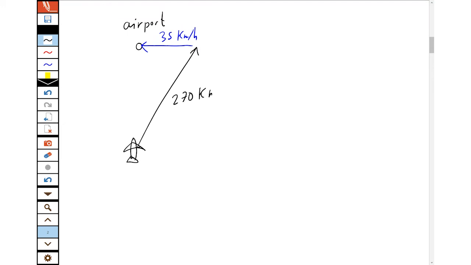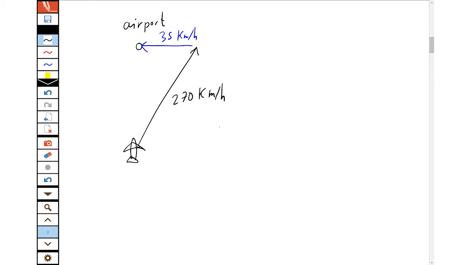Let's say we have a plane that wants to go due north to an airport. So we've got our plane, we know we want to go north, and the wind is coming from the east with a speed of 35 kilometers per hour. So we draw the wind coming from the east, 35 kilometers per hour, and then we aim our plane at that. Now we're told our plane has an airspeed of 270 kilometers per hour.